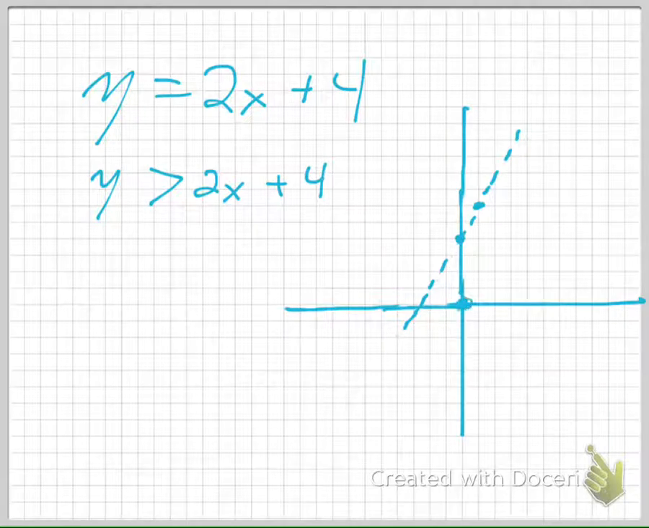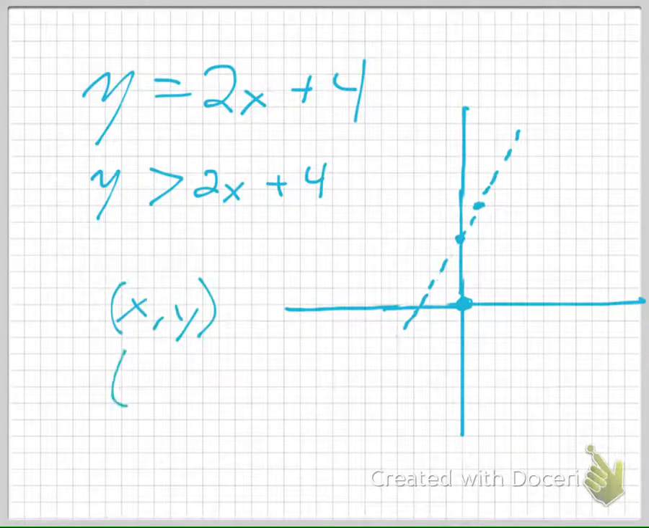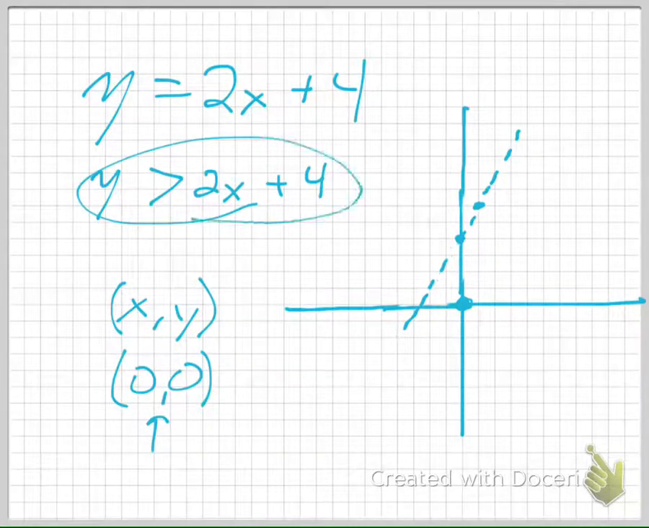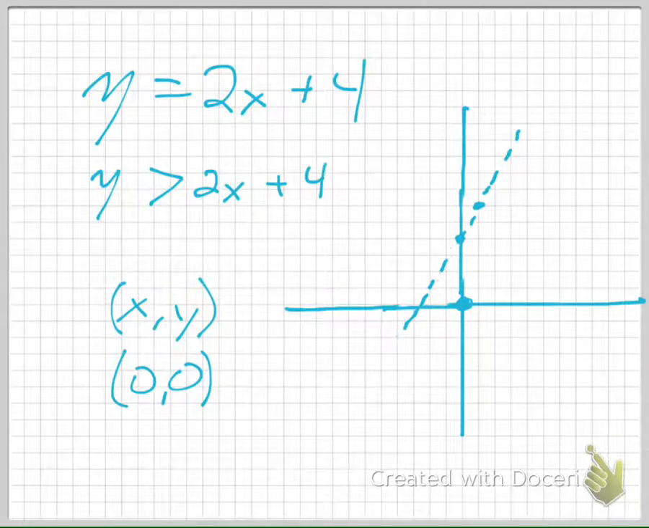How about 0, 0? Let's choose the origin. Let's choose 0, 0. In other words, we're going to choose x. Remember, it goes x and y. We're going to choose x to be 0 and y to be 0. And we're going to plug that point into our inequality and see if it's part of it or not.